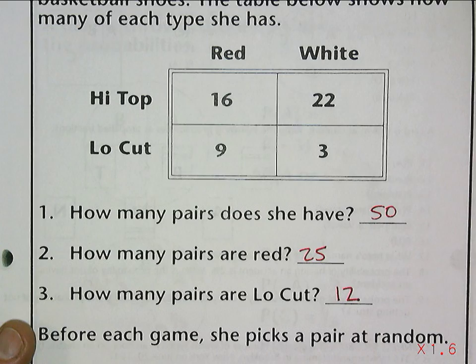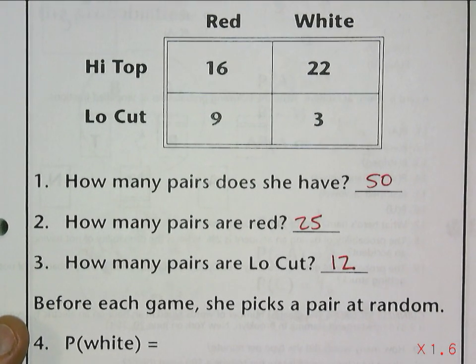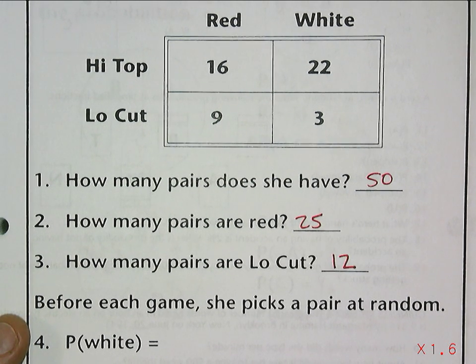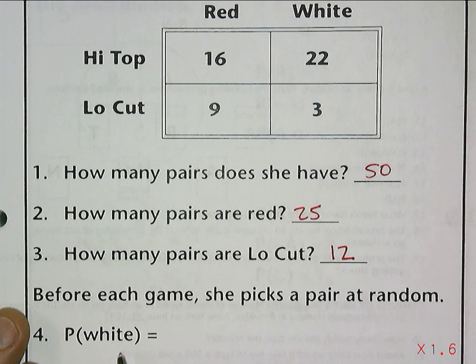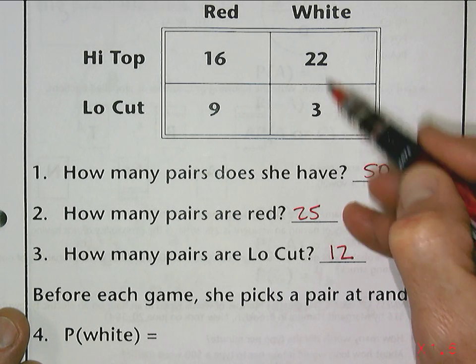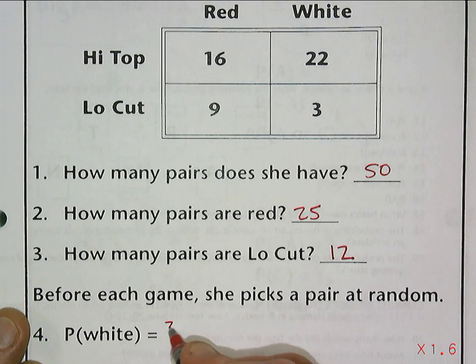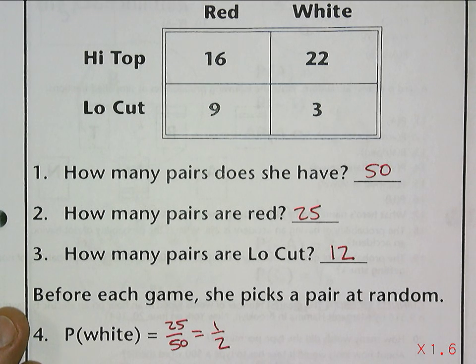So what if we just randomly chose pairs of shoes for the game? What would be the probability, if we randomly chose shoes out of this set, that they would be white? If we're just looking at white shoes, we have 22 and 3 is 25 white shoes. So 25 out of 50, or half of them, say a 50-50 chance, or half of the time we would pick white shoes.